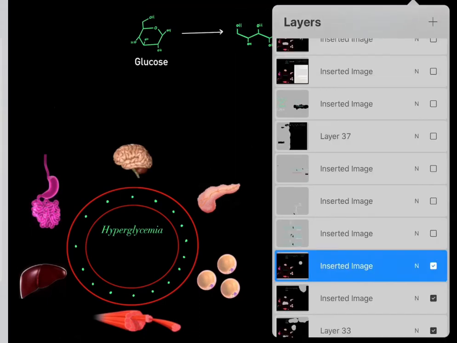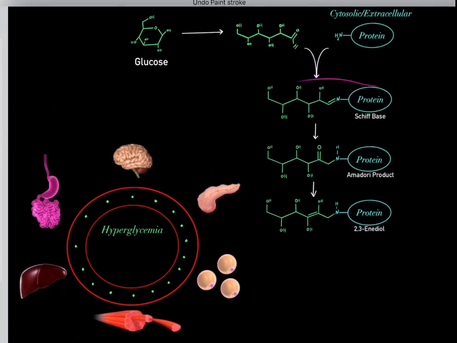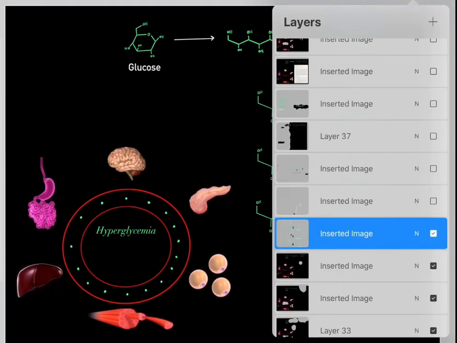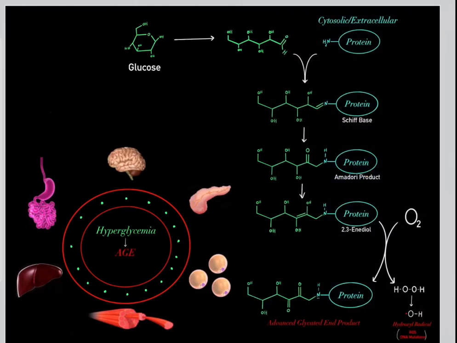So then when we do that, we go through this unregulated set of chemical reactions where first we form a Schiff base, then we form an Amadori product, which then forms a 2,3-enediol. Now once we form this 2,3-enediol, it's going to react with oxygen. And when it reacts with oxygen, we form two important products. First, we form hydrogen peroxide. And this hydrogen peroxide is really important because it can open up and form this hydroxyl radical. And this hydroxyl radical is extremely toxic. It's a reactive oxygen species, so it's going to react with, modify, and damage biomolecules like DNA. And this can cause DNA mutations, which can contribute to cancer.